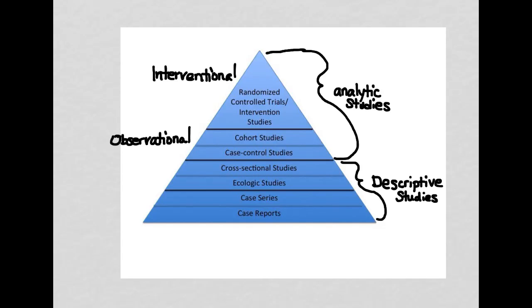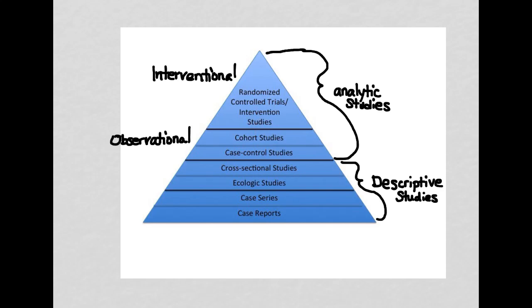Okay, so we've just finished talking about descriptive studies, and now we're going to start talking about analytic study designs. And as we mentioned before, there are two different types of analytic study designs. The first is observational, and cohort and case control studies are observational analytic studies. And then there are intervention studies or randomized controlled trials.